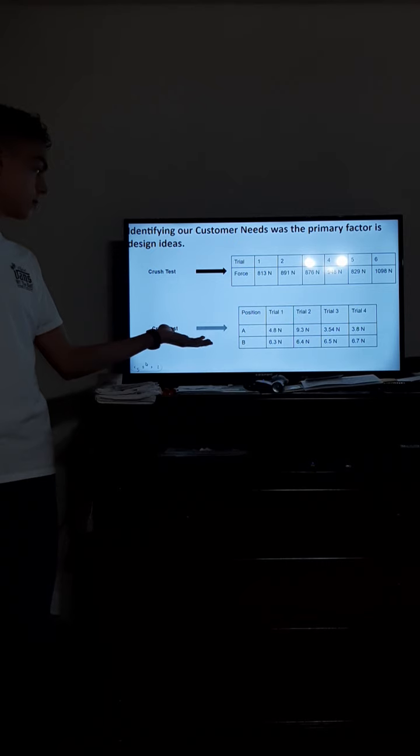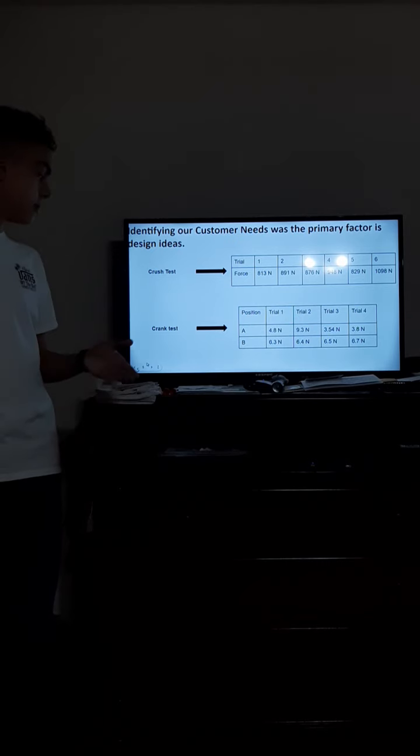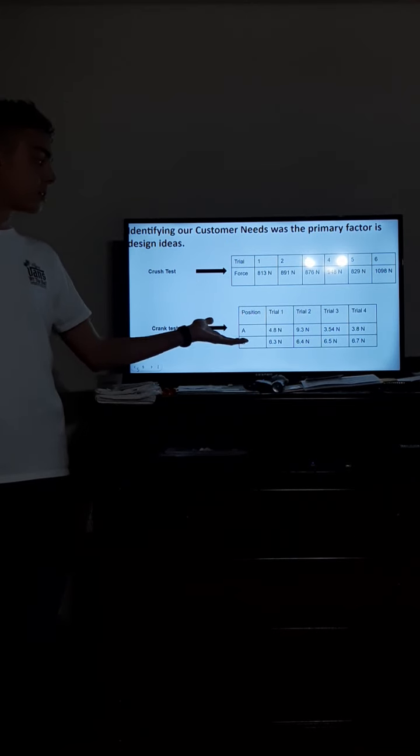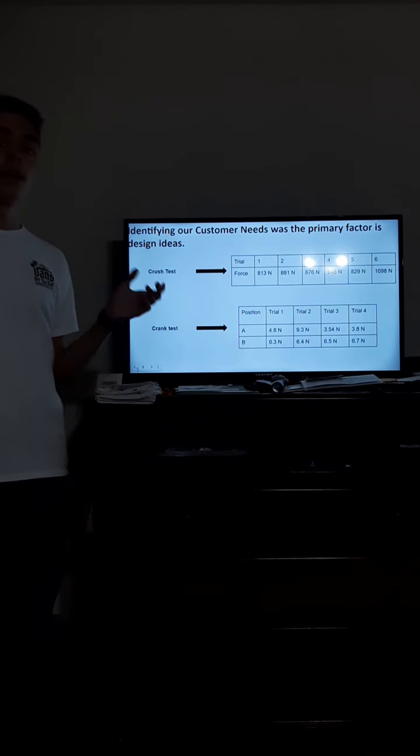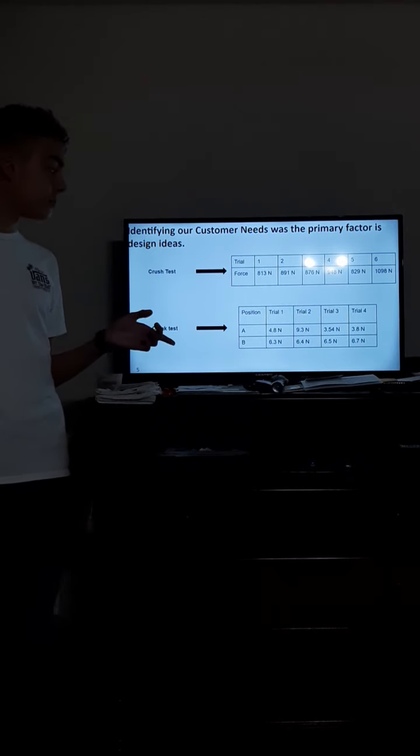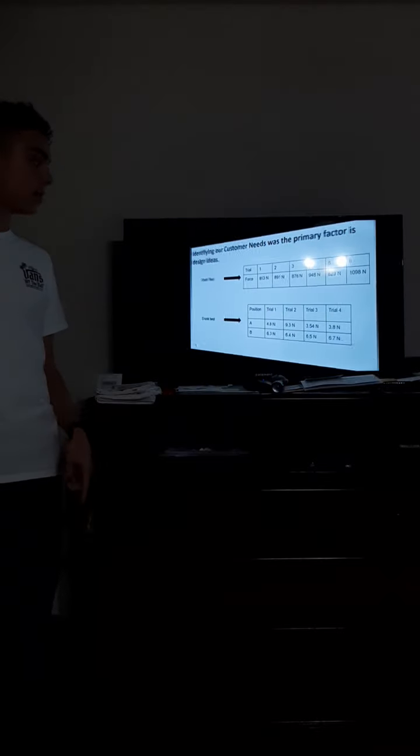Next, we did a crank test, as you can see here. It allowed us to identify how much force it takes to press on the crank in 2 different places, A being the farthest piece of the crank away from the flashlight, and B being closest near the flashlight body.